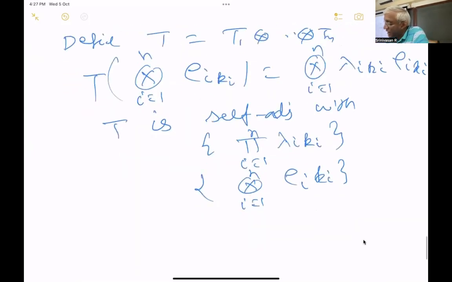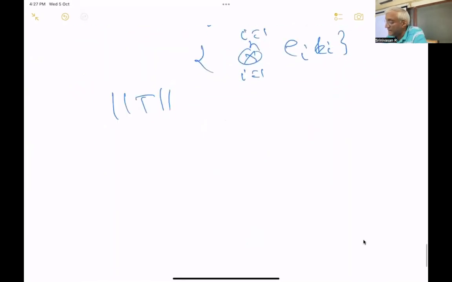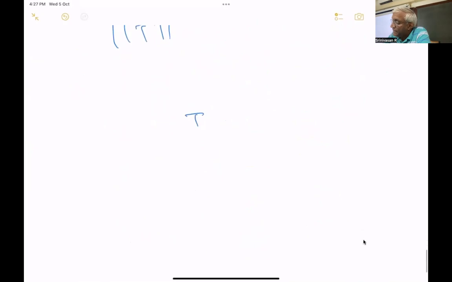Then what is the norm of T? If you have a self-adjoint operator with eigenvalues lambda_1 up to lambda_n, then its norm is the maximum of the absolute values of the eigenvalues. You can always verify this; it is very easy. I will write it out. If you have an operator T with T e_i equal to lambda_i e_i, then you know the norm of T.